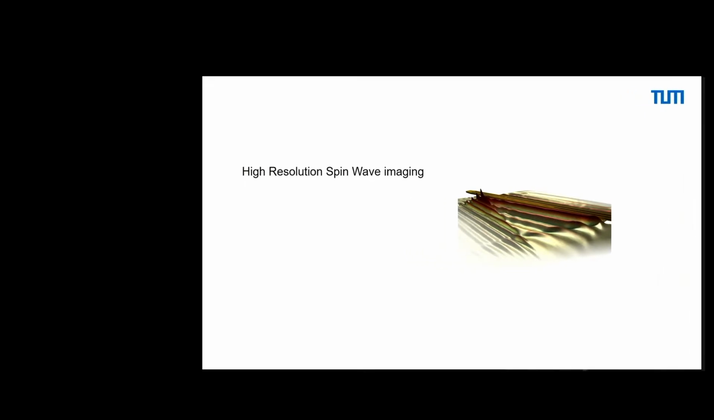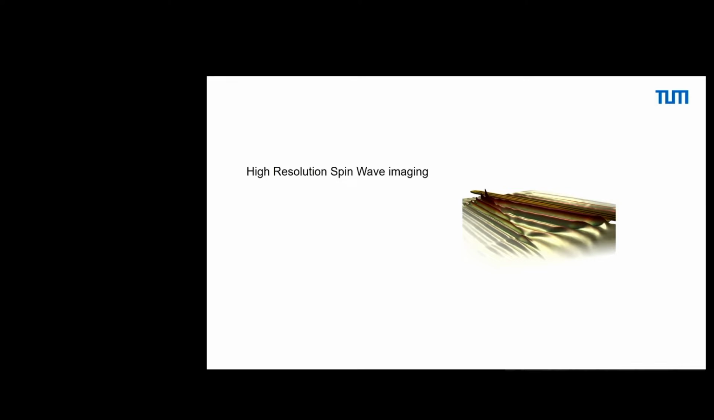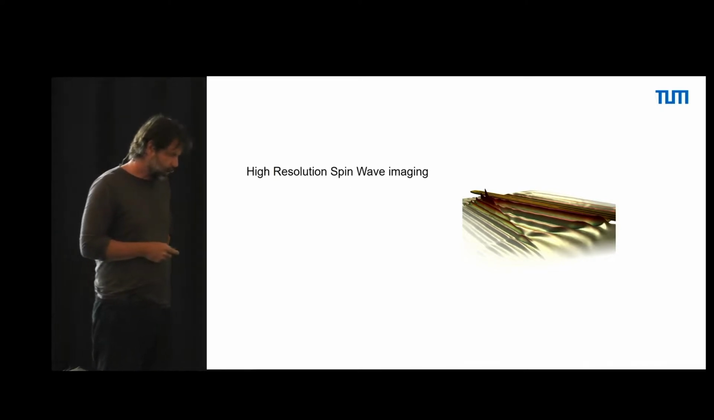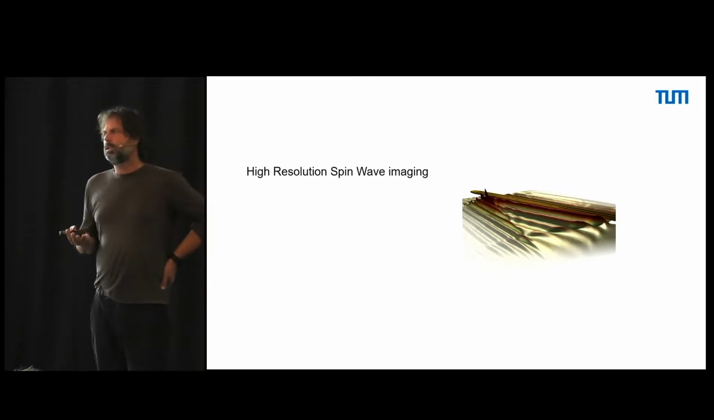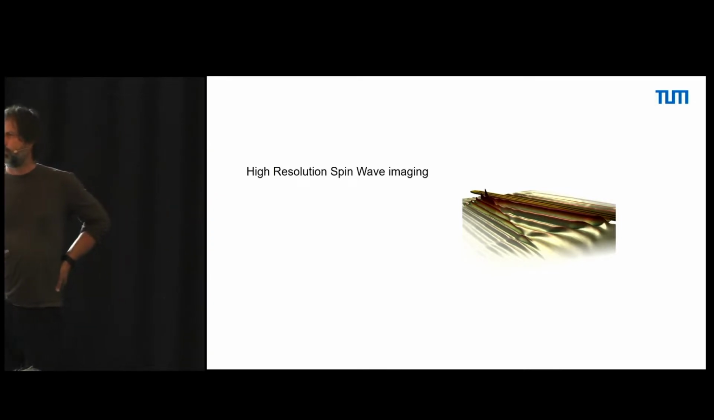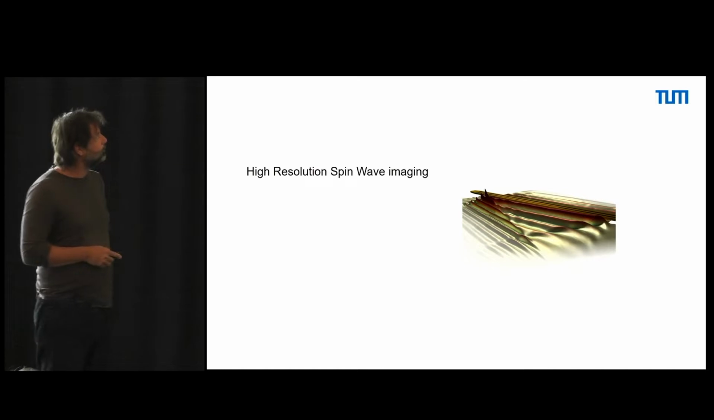I will give some examples of high-resolution spinwave imaging, and the reason why we're now interested in NV center imaging is, of course, you have this superior spatial resolution, at least for static imaging so far, but also there's a way to image spin waves, and I will give an example in the end.